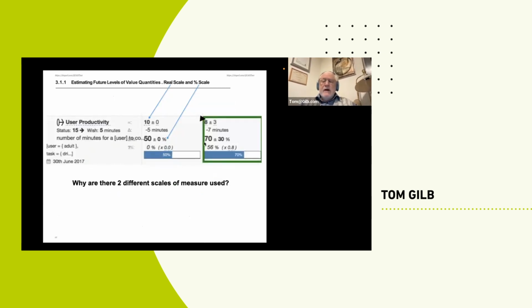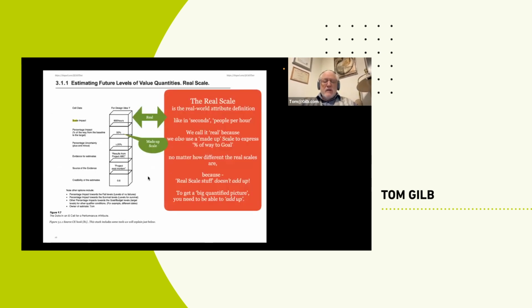So again, here we have 2 different scales of measure floating around. One I've introduced, which is the percentage of the way to the goal, but we also find it useful to have what we call the real number on the real scale of measure. And they both have their mission in life. They really are like centigrade and Fahrenheit. They're just 2 different ways of saying exactly the same thing. And if I could have just one of them, I'd be very happy bunny, but I found that I have to have both of them for different purposes.